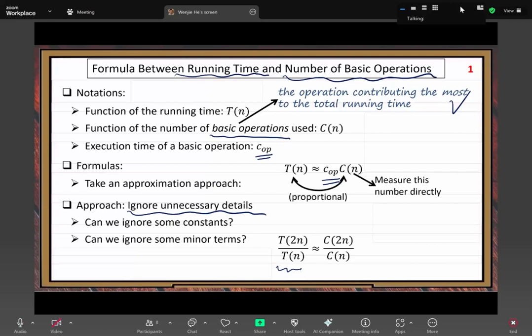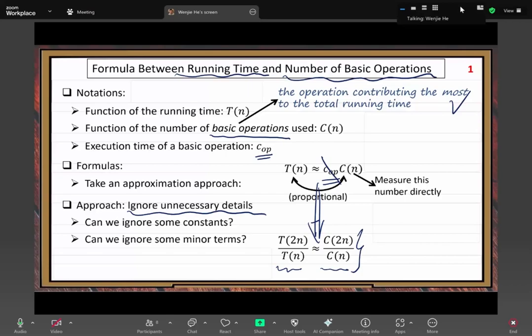Then, based on this formula, right-hand side, we know the little c constant can be cancelled out. Little c, numerator, denominator, we can cancel out. So the right-hand side, you can see it is capital C of 2n over C of n. What's this? Here, let's look at the meaning of this ratio.